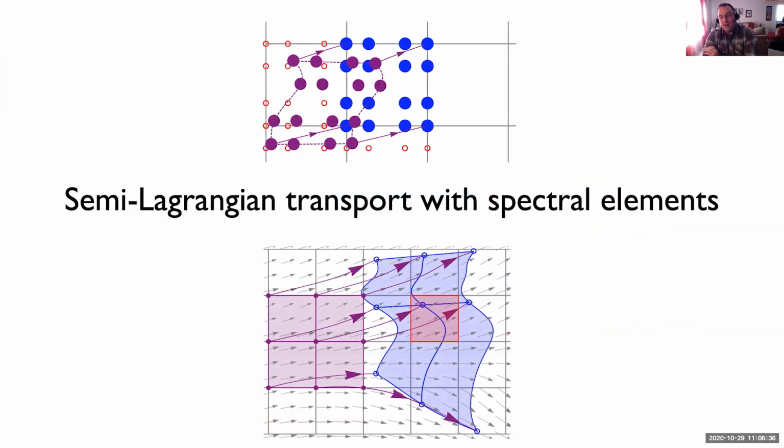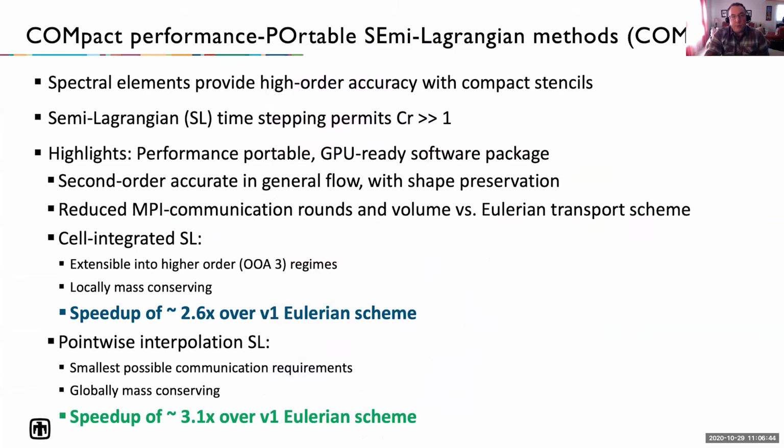What I'm working on are semi-Lagrangian transports in the atmosphere for spectral elements. And what we have developed is a library we call COMPOSE, for compact performance portable semi-Lagrangian methods. The idea is that spectral elements provide high order accuracy with compact stencils. Semi-Lagrangian time stepping gets us away from the current restrictions of an Eulerian scheme. Some of the highlights that we're proud of: it's performance portable, it's GPU ready, it's second order accurate in general flow, that's because of the shape preservation. It dramatically reduces the MPI communication rounds relative to the Eulerian scheme that it replaced.